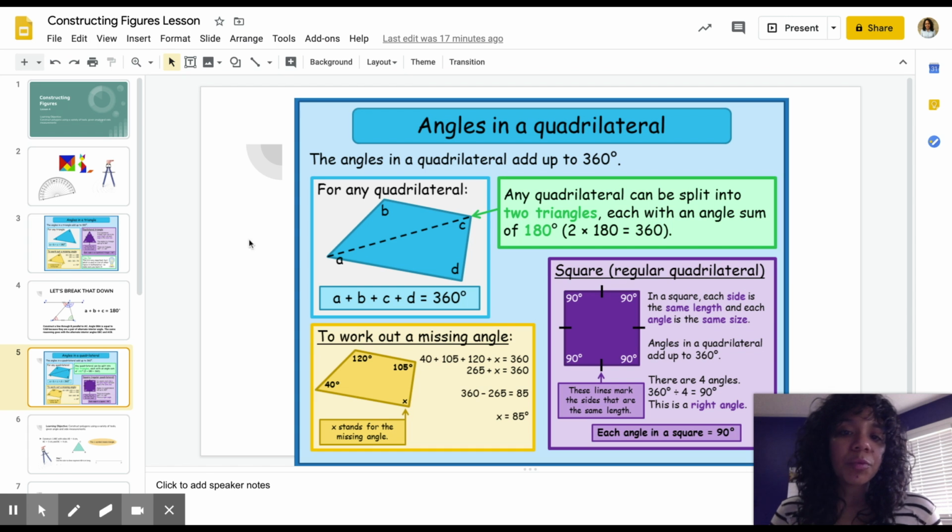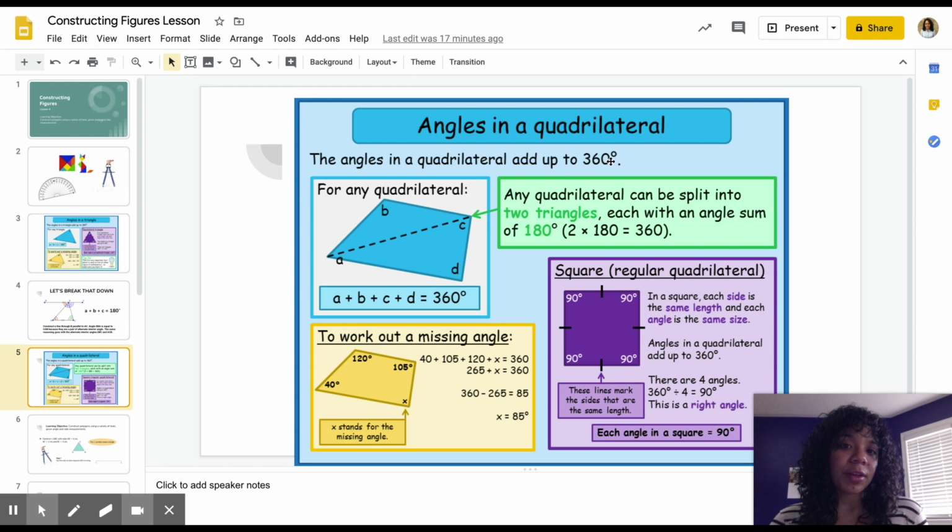There's another rule, and that is with quadrilaterals. So there was a question in your last homework that asked, what do you notice about all the angle measurements of a quadrilateral? So with the quadrilateral, all of the angles would equal to 360 degrees.